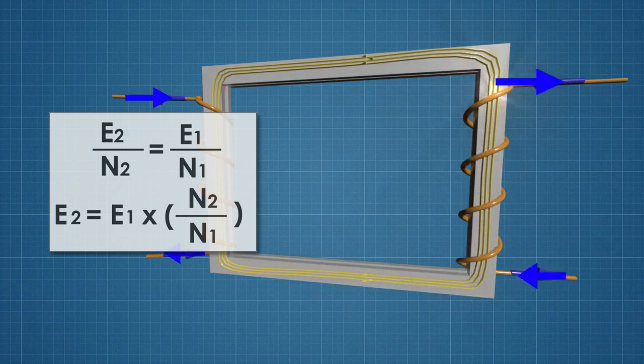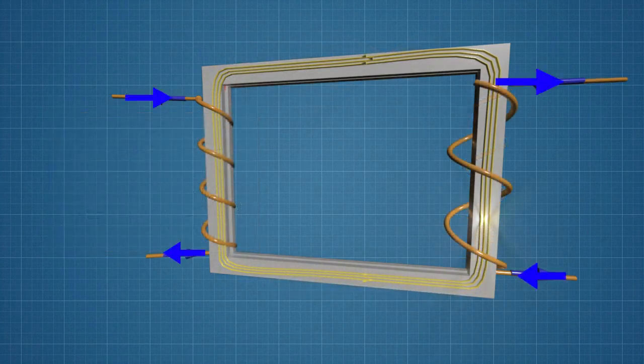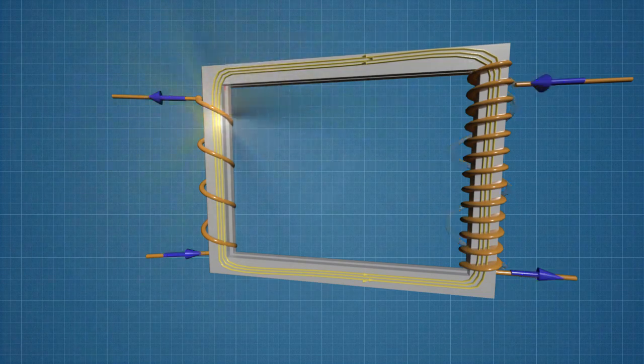Thus, if we reduce the number of the secondary winding turns capital N2, this will allow decreasing the output voltage. When the number of the secondary winding turns is increased, the output voltage will increase by contrast. That is how a single-phase transformer works.